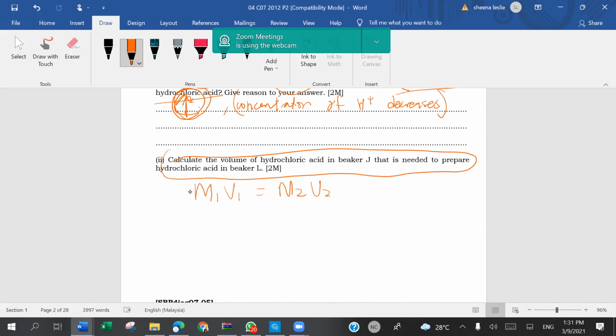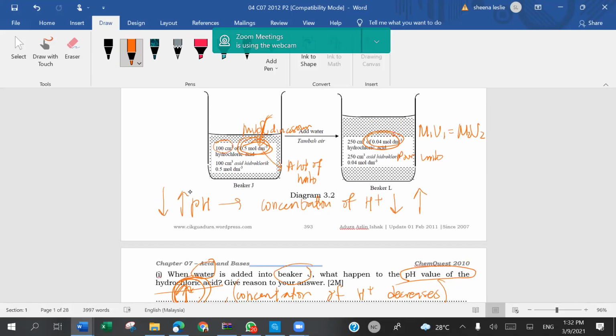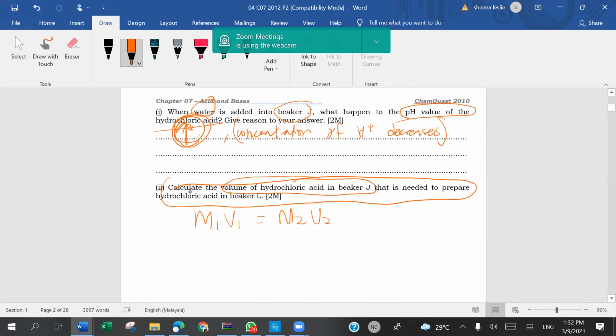What did the question say? What is the volume of hydrochloric acid in beaker J? So in beaker J, even though they gave you the volume here, this is not the volume I want. I must take a certain amount of volume out, and I must add in with water to get this amount. M1 V1 is before dilution. M2 V2 is after dilution.